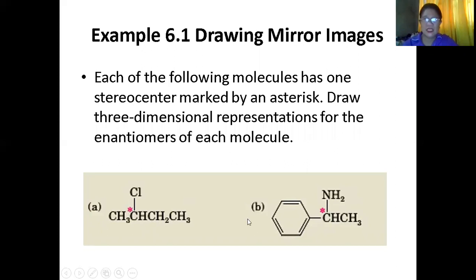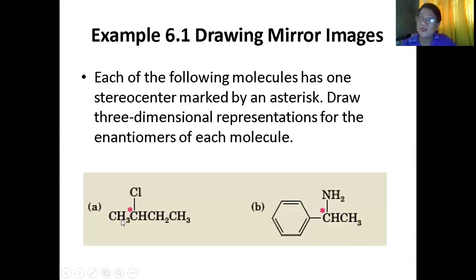This is now an example. For instance here, this is 1, 2, 3, 4. This is chloro, 2-chloro. 2-chlorobutane, 1, 2, 3, 4. That is 2-chlorobutane. While this is the representation of this. Take a look here. What will be its mirror image for this 2-chlorobutane?